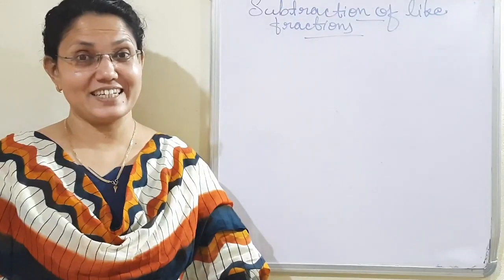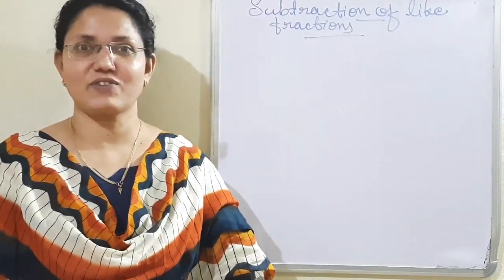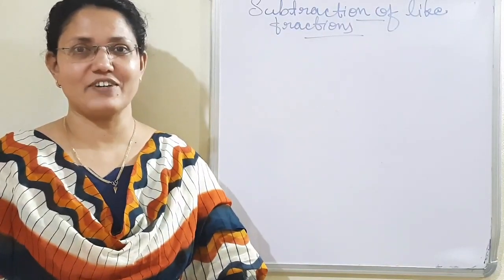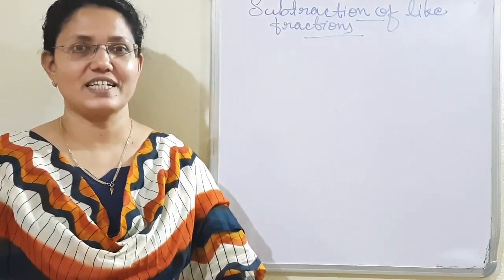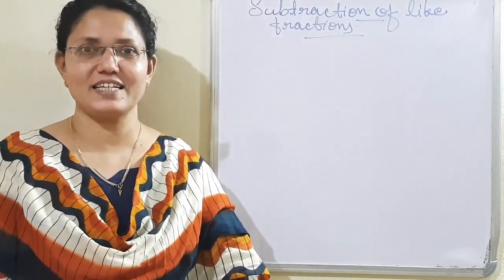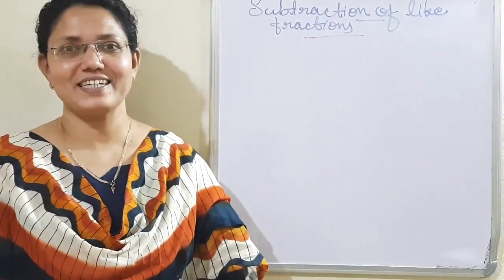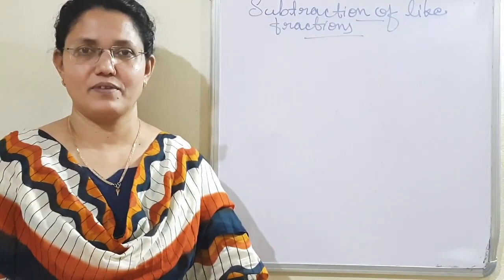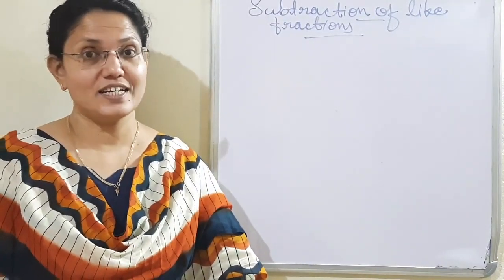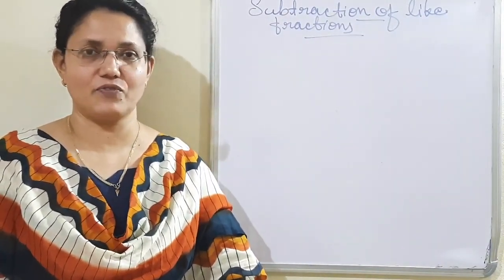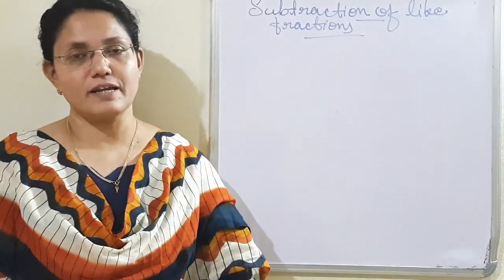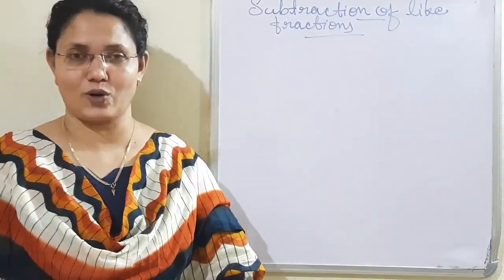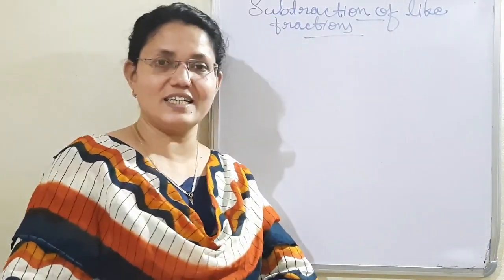Today we are studying subtraction of like fractions. When we subtract a fraction from another fraction with the same denominator, subtract the numerators and the denominator remains the same. For like fractions, you know that the denominators are the same. Therefore, in the answer also, the same denominator is there. You have to subtract the numerators only. With an example, we can study this.